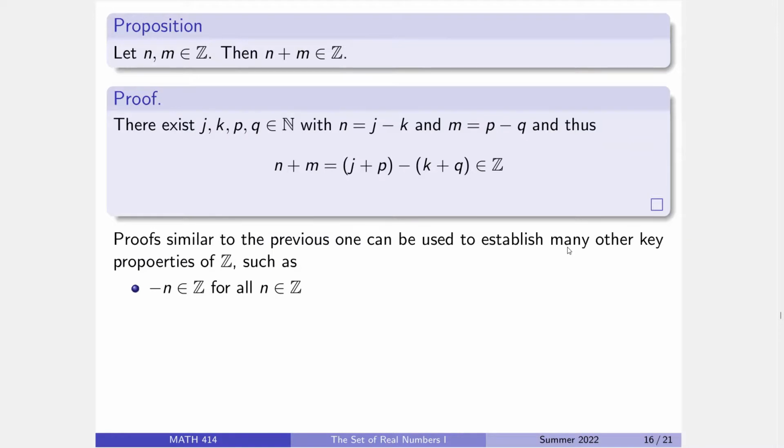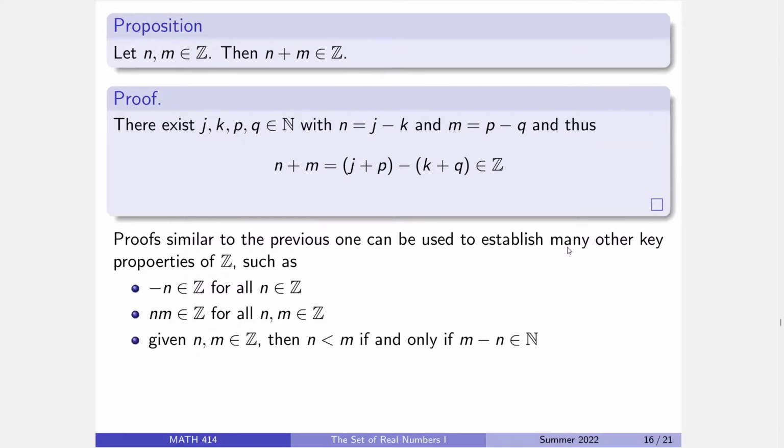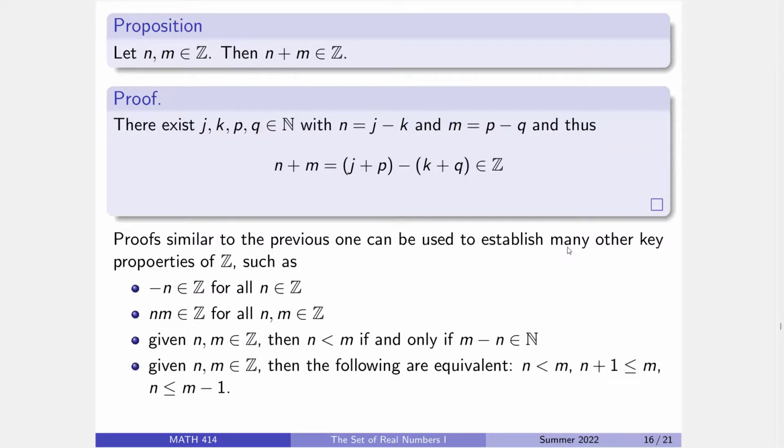And in fact, a whole bunch of other facts about integers can be proven using this characterization, such as the negation of an integer remains an integer, the product of 2 integers remains an integer, an integer is less than another one precisely when their difference is a natural number. An integer is less than another one, well, I'm allowed to add by 1 and I don't get any bigger, and likewise I can subtract by 1 and don't get any bigger. And my all-time favorite, if I have an integer n and I've got a real number that lives between n and n plus 1, can't be an integer.